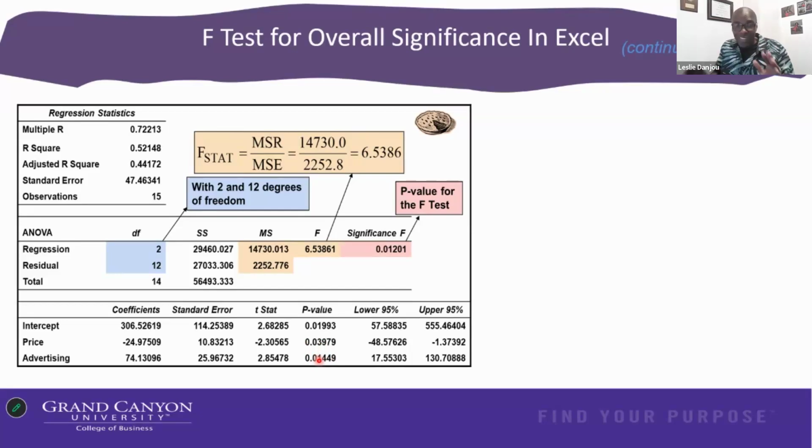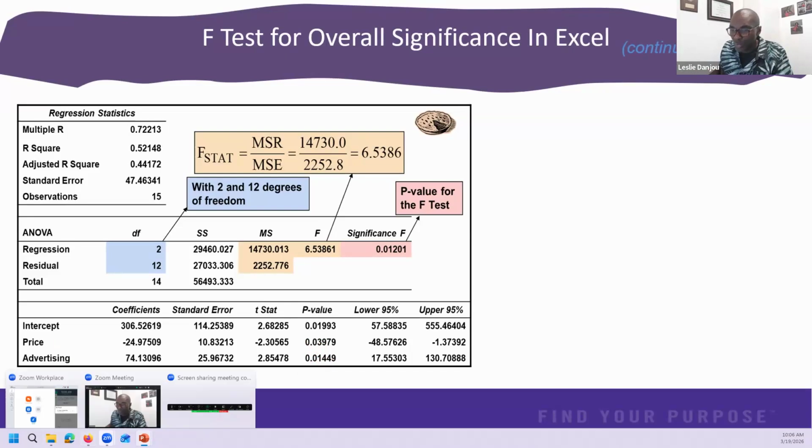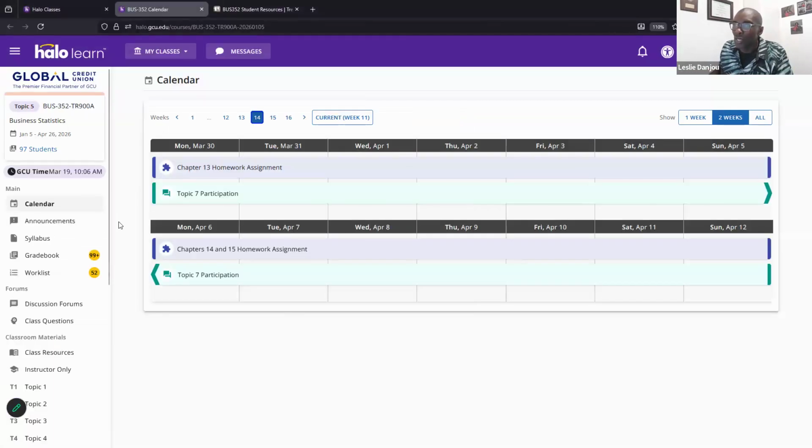With that said, can you please open up your Excel? Can you please open up your Cengage for chapters 14 and 15? What we're going to do is take this information that I've put from a high level perspective and put it into practice.